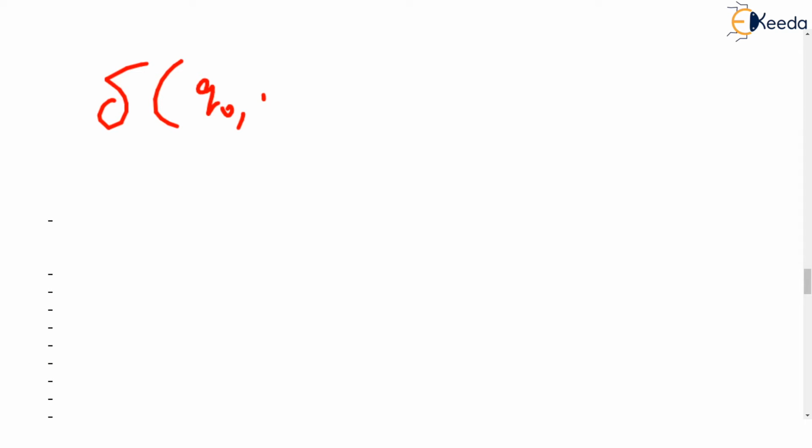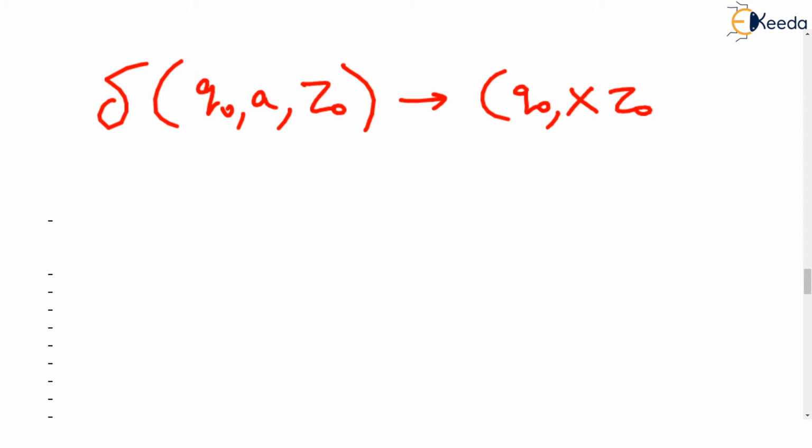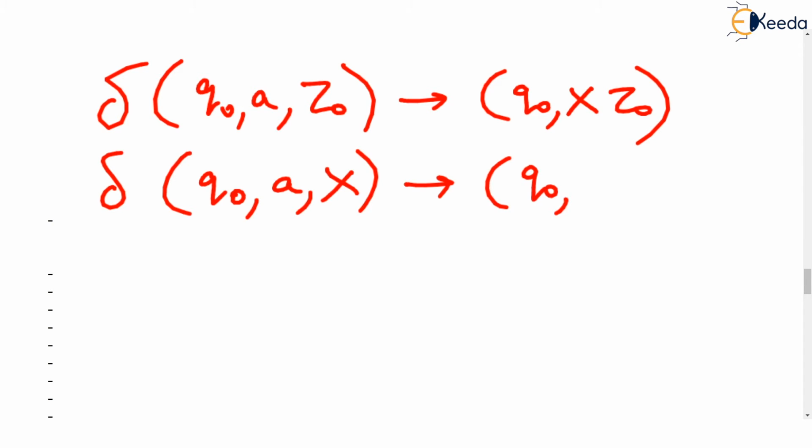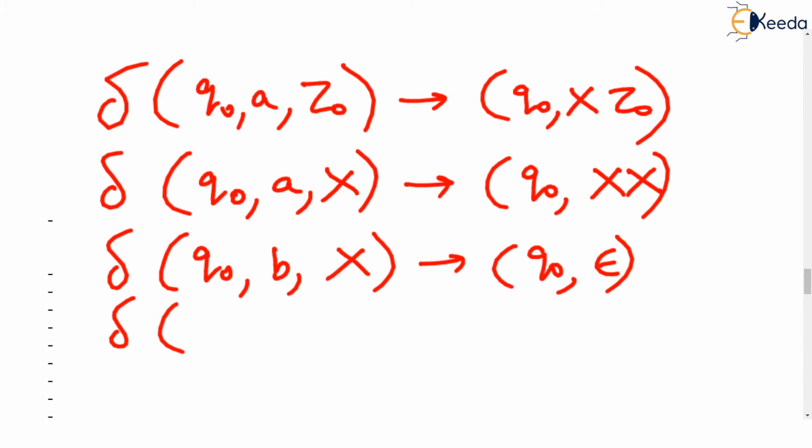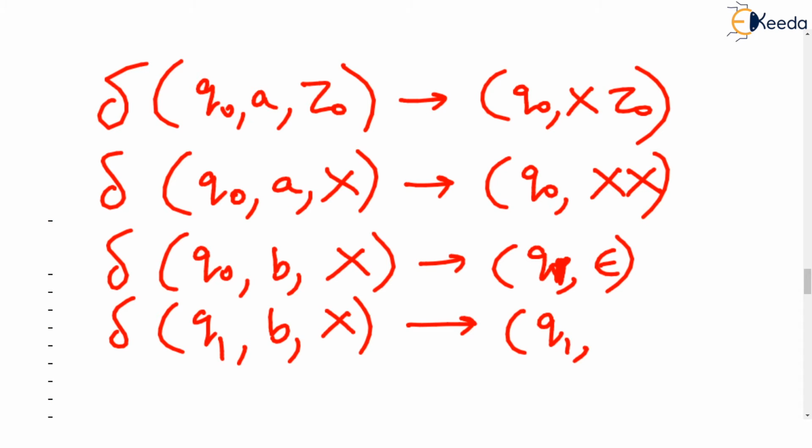δ(Q0, A, Z0) maps to (Q0, XZ0). And for the same PDA, I give δ(Q0, A, X) maps to (Q0, XX). Again, δ(Q0, B, X) maps to (Q1, epsilon). And finally, this is Q1, and δ(Q1, B, X) maps to (Q1, epsilon).